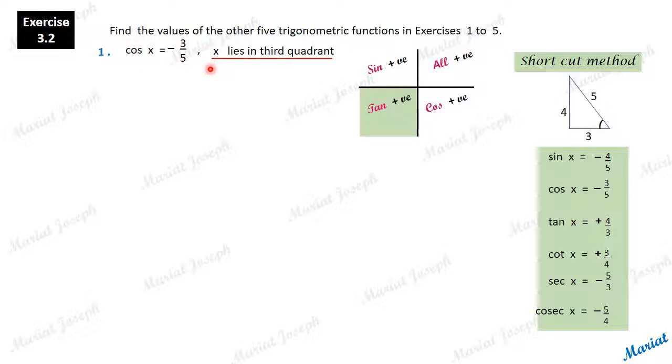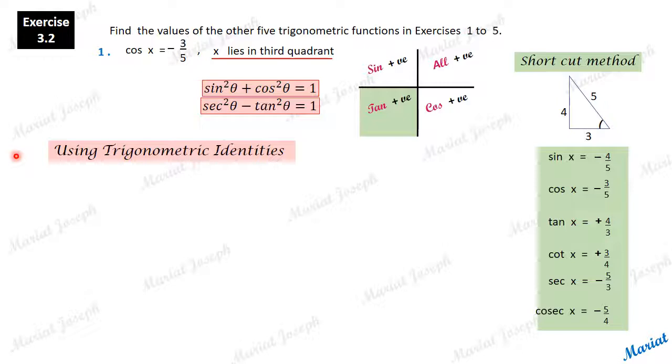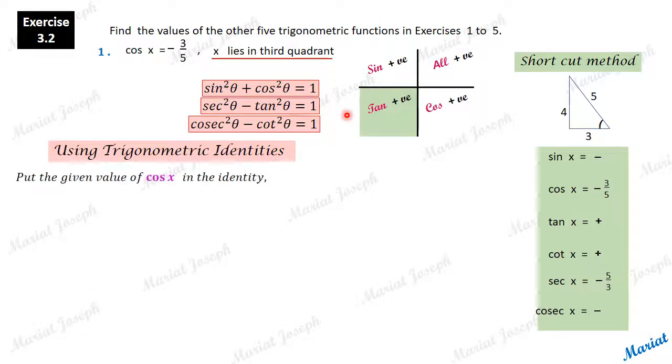Now, this is a shortcut. This is applicable only with right triangles, but of course we clubbed positive and negative signs assigned looking at the quadrant, and then the right triangle helped us get the numericals. But if you do it by identities, how will it look? Let's see. We are given cos x is equal to minus 3 by 5, and these are the 3 identities we are familiar with. Let me go by one of them. Put the given value of cos x in the identity.